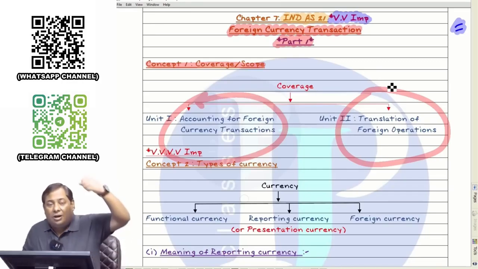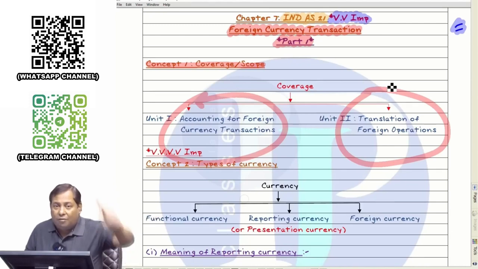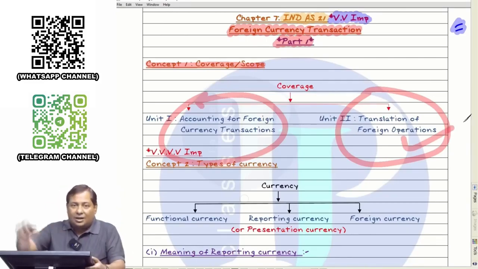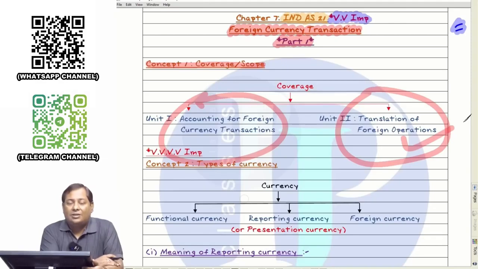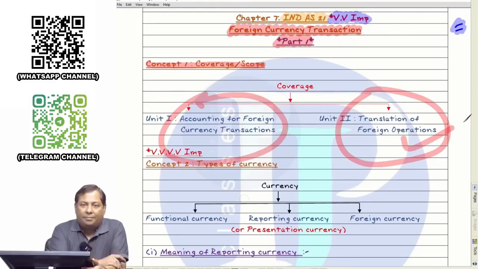But if you have established a business outside the country, we call it a foreign operation. It could be anything like a branch, a subsidiary, an associate, a joint venture. So how would you translate it into Indian currency before consolidation? I will teach that. The main objective of translation was consolidation. We need to read these two things.